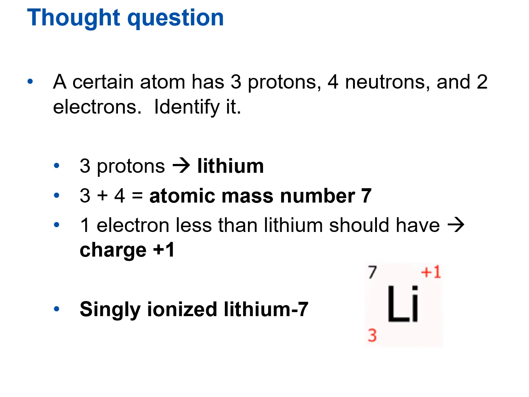And there's the symbol. On the lower left hand, we have the atomic number 3. On the upper left hand, we have the atomic mass number of 7. And on the upper right hand, we have the charge of +1. So when it comes to quiz time and test time, you should be able to do these types of questions that you've been seeing in this video.